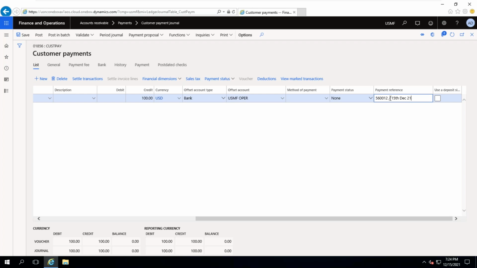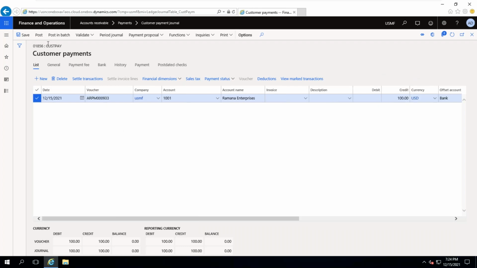As a best practice, you can always write something like 15 DEC 21. Regarding this payment reference number, we'll discuss on Monday in detail. This payment reference number means that through a check you are receiving money from the customer, because usually you will receive checks. So the check number we have entered. Now let me do post.